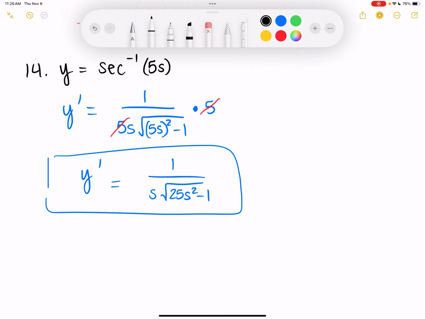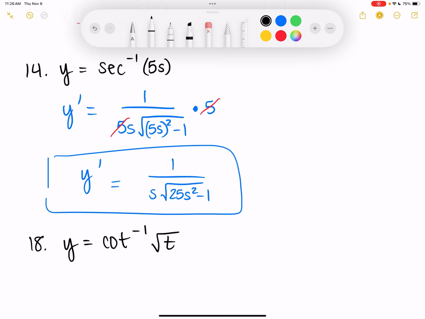Trying to hit some of these different ones here. Let's see. We haven't done cotangent yet. Let's do 18. So 18, we've got y equals the inverse cotangent. I keep wanting to say cotangent to the negative 1. And then the inverse cotangent of the square root of t. There we go.